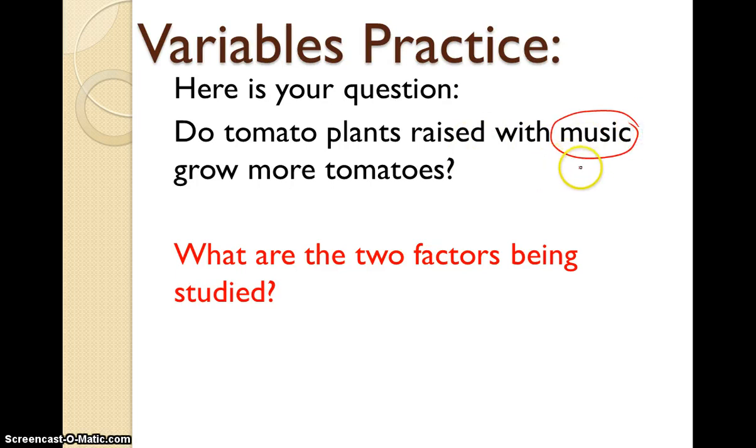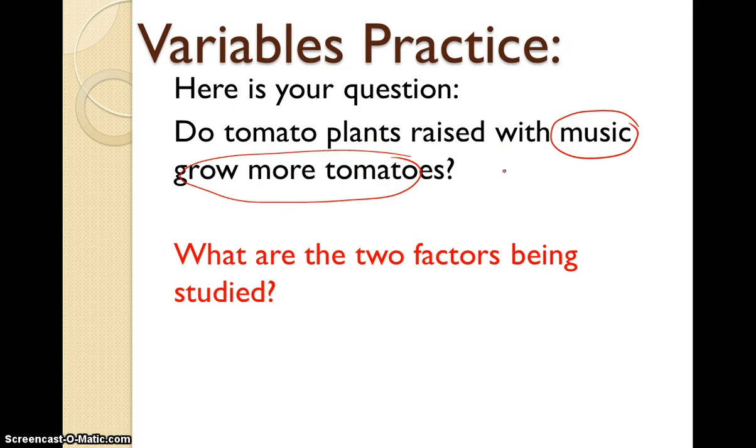I can do different types of music. I can do with and without music. That's something that can change. Grow more tomatoes. Well, this is a factor. How many tomatoes are growing? So there's two factors I got there. Now I just got to identify which one's which.